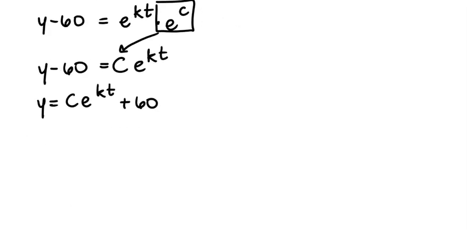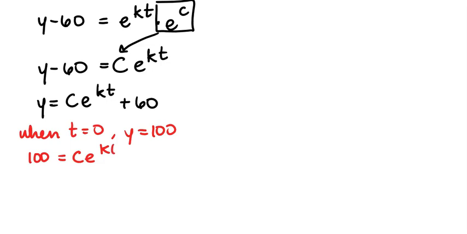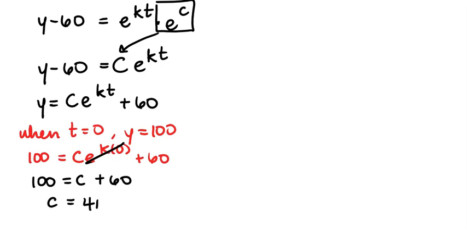Now that we have an expression for y, let's use some of our initial conditions. We know that the object was initially 100 degrees, so we know that when t is equal to 0, y was equal to 100, and so I'm going to plug in 100 for y and 0 for t. Anything to the 0 power is 1, so I get that 100 is equal to c plus 60, which tells me that c is equal to 40.